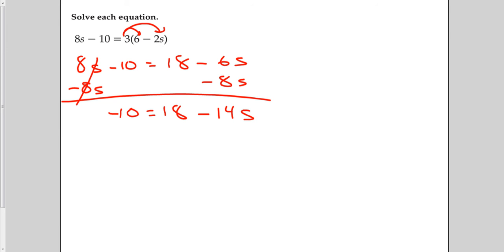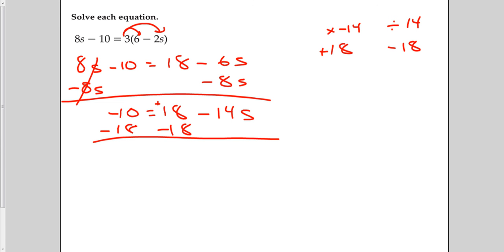Now I look at what's happening to s. Well, s is being multiplied by negative 14, and then we're adding 18 to it, remembering that this 18 is a positive 18. So what are we going to do? We're going to subtract 18 first, and then we're going to divide by 14. So when we subtract 18 from both sides, that's the additive inverse we're using, and so we get minus 14s on one side, and we get negative 28 on the other.